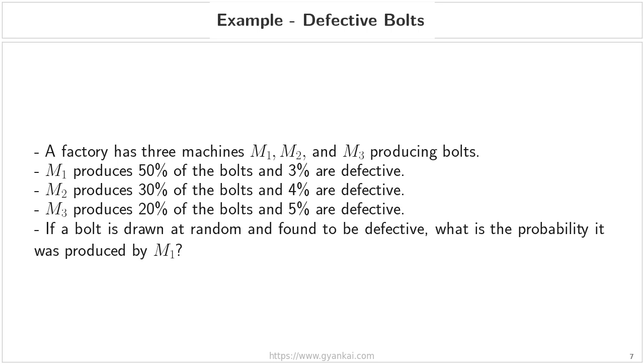Now, here is the problem we need to solve. Suppose we reach into a bin, pick a bolt at random, and discover that it is actually defective. Given this piece of evidence, what is the probability that this specific defective bolt was produced by Machine 1? To solve this, we'll need to use the systematic approach I'm about to show you in the next slide, where we'll break these percentages down into formal probabilities.